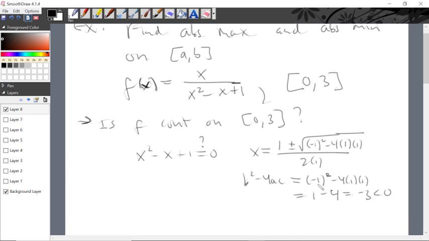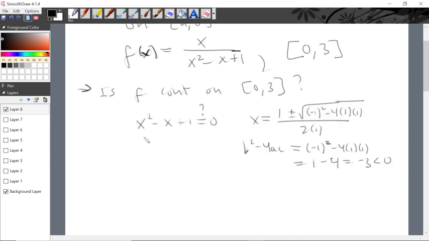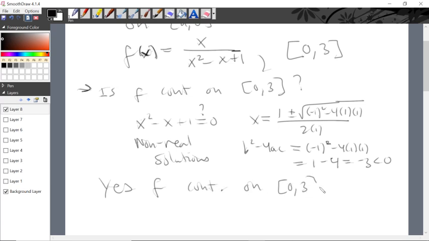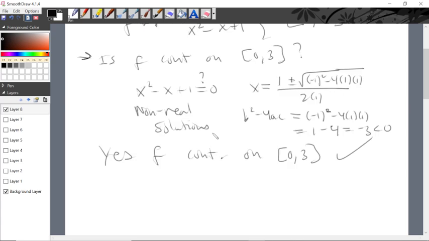If the discriminant is less than 0, then we have non-real solutions. This has only non-real solutions. So there are no real values of x such that this denominator would equal 0. Hence, this function would in general have a domain of all real numbers. So the answer is yes, f is continuous on 0 to 3. It's built up out of a combination of continuous functions, and there are no discontinuities that we can find.